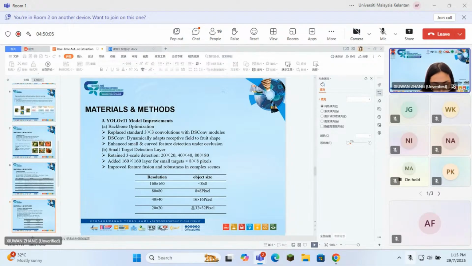Then second, we added an extra detection head at 160 by 160 resolution, dedicated to targets smaller than 8 by 8 pixels, together with the weighted feature fusion. This ensures even a cherry tomato hidden behind a leaf can be located and graded correctly.